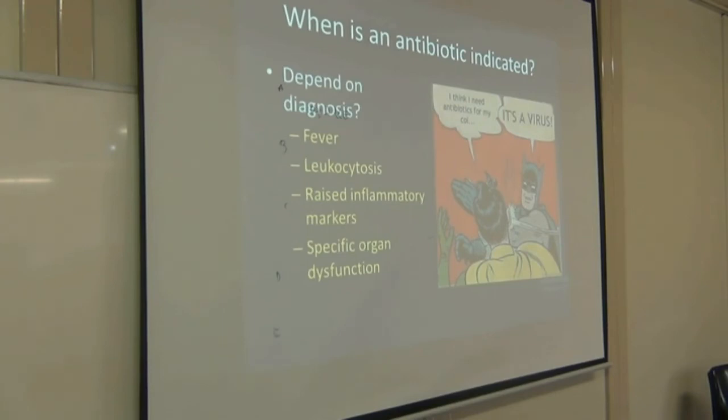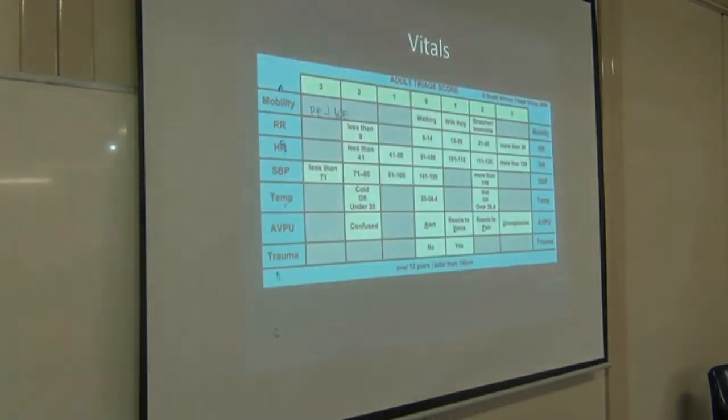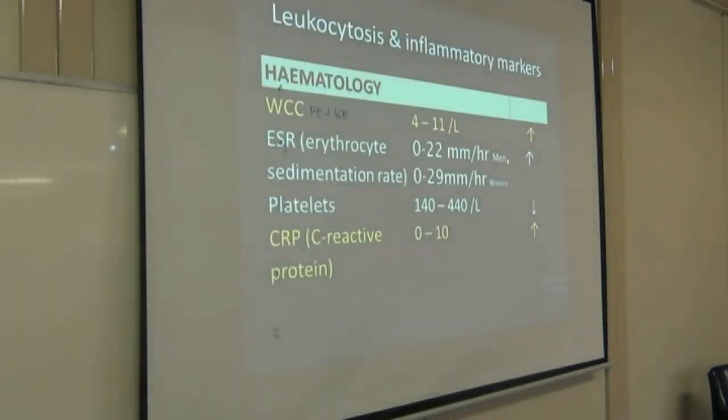And then you're looking at the specific organ dysfunction. So say you think it is a urinary tract infection, you will test urine and you will do a urine test, to detect nitrites and things like that. You can also use your vitals. You probably triaged patients before. Yeah. Okay, so I won't have to go through this.